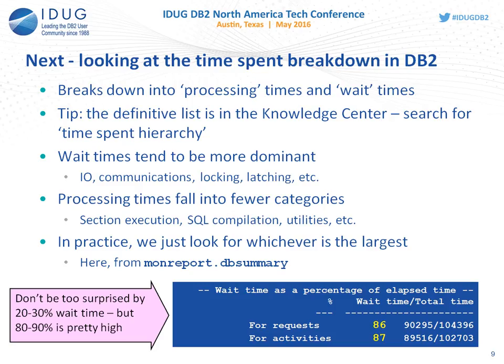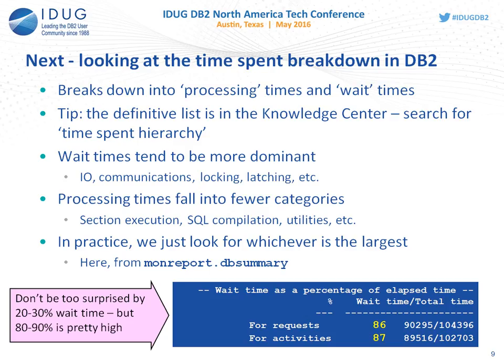The definitive list of all the different wait times that DB2 provides is in the Knowledge Center. We all know that the Knowledge Center search is terrible. But if you use these keywords, time spent hierarchy, it will actually get you to something useful. It will get you to a nice indented list of all the wait times and what is a part of what, etc. It's a very good thing. I actually have it bookmarked in my browser.